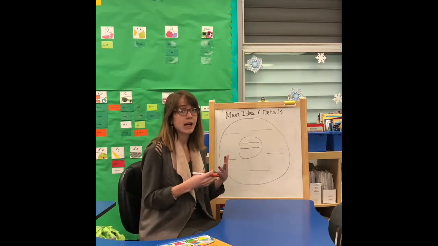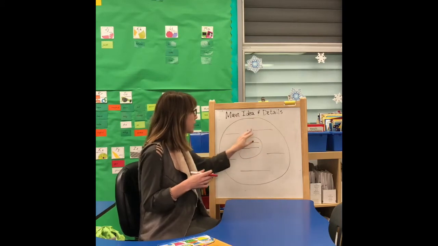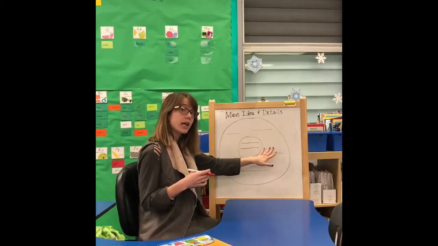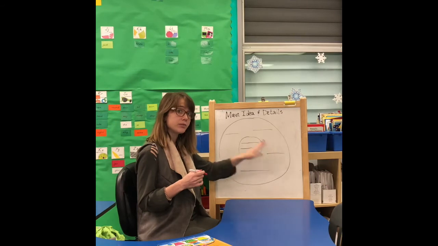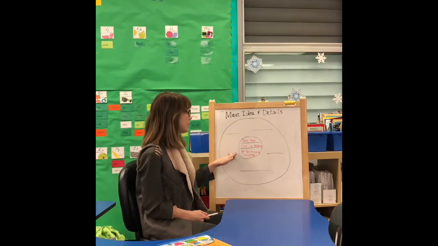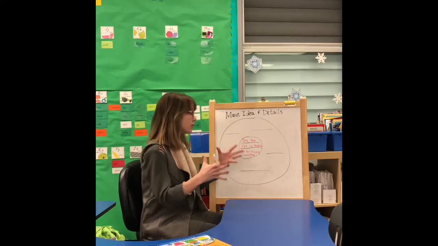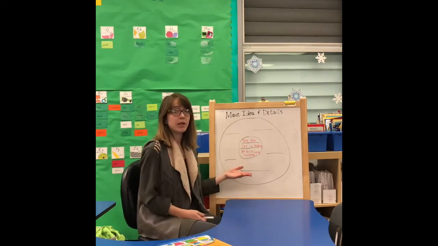I don't want it to have a whole lot of details in it, because the larger circle is where the details are going to go. Here's my main idea: Pete the Cat is looking for his missing cupcakes. You see that this sentence is a good length. It's not too long, and it fits nicely in my center circle.